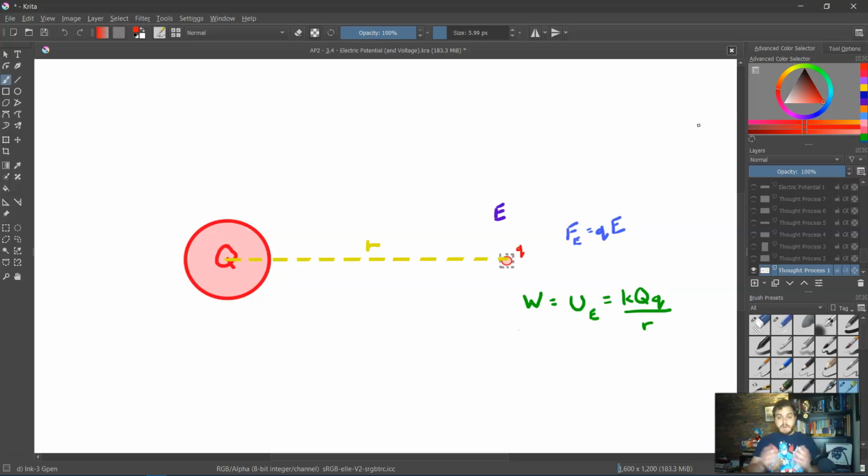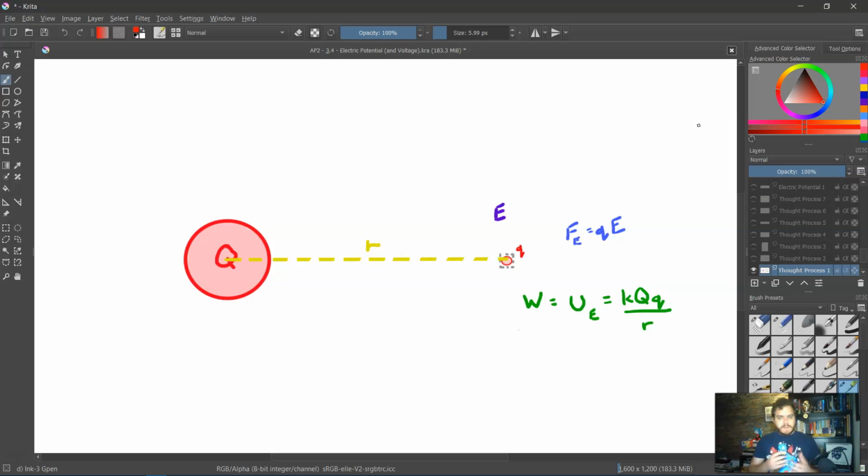So, just to make sure we're all on the same page, I have a big source charge Q, a tiny little charge, little q. They're a distance r apart. The electric force that little q is going to experience, really both charges are going to experience, is equal to its charge times the electric field. And the electric potential energy of the system is just k times the two charges over r.